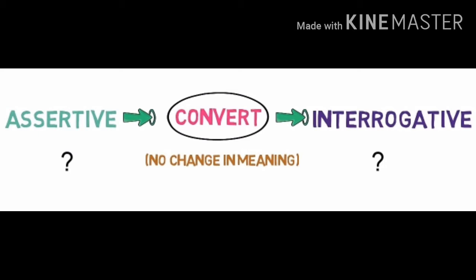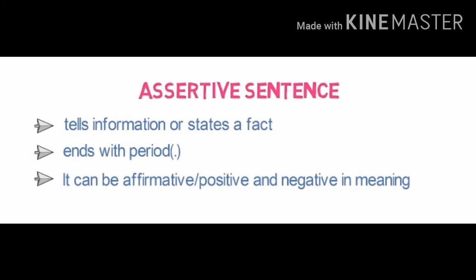We are going to go through some of the examples and then I will give you an exercise of 3 sentences that you have to solve by yourself. Let's start now. What is an assertive sentence? An assertive sentence tells information or states a fact. It ends with a period. It can be affirmative, which means positive, or negative in meaning.